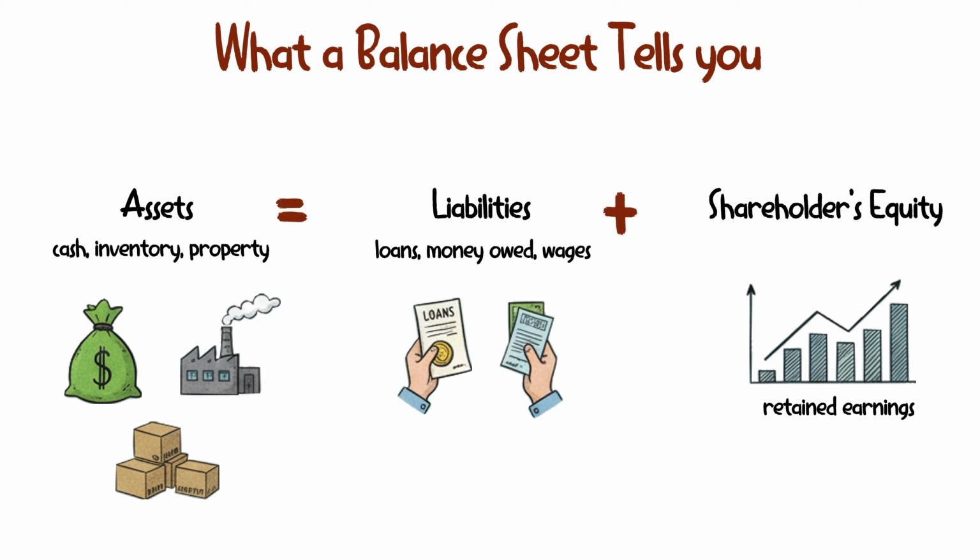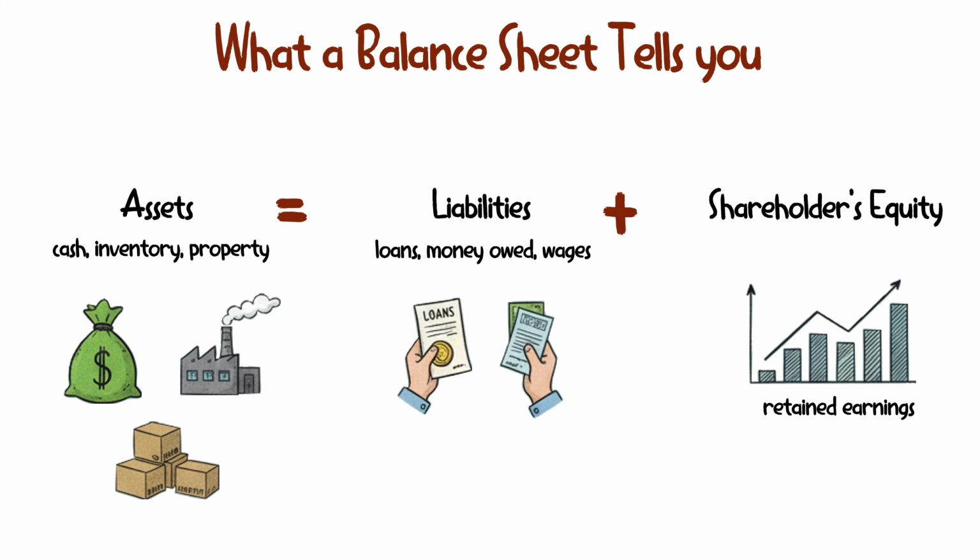The beautiful part is that these three things always balance out. It is the foundational rule of accounting. Assets equals liabilities plus shareholders' equity. This equation means that liabilities plus shareholders' equity represents how the assets of a company are financed.